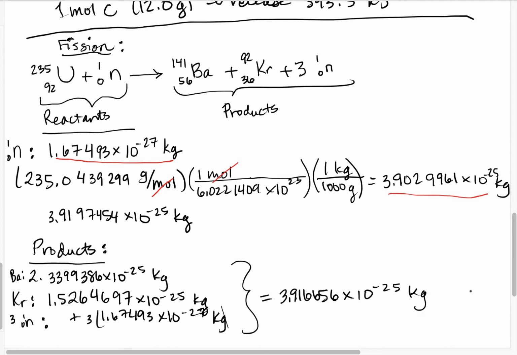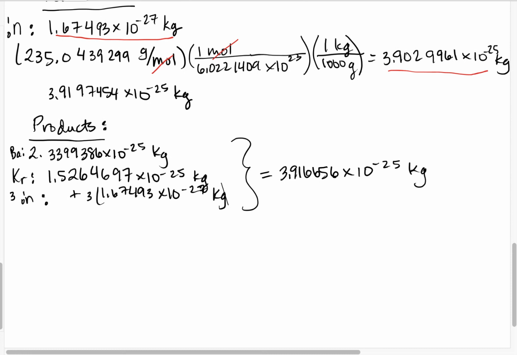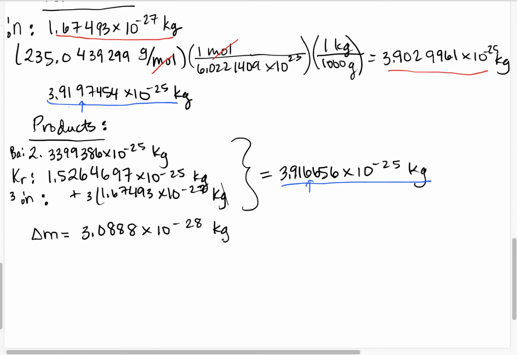So we're talking about mass defects here, right? So we really want to look at what the difference is between this mass and this mass. And you can see by looking at them that they are different starting in our third decimal place. So we're going to actually have a pretty big mass difference here, relatively speaking. So I calculated that mass difference to be 3.0888 times 10 to the minus 28 kilograms.